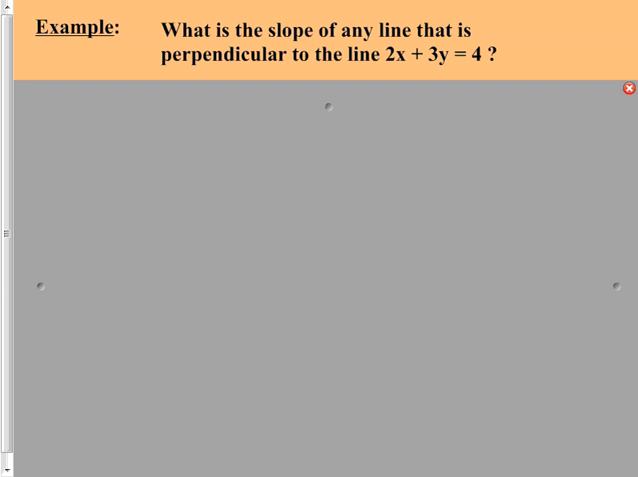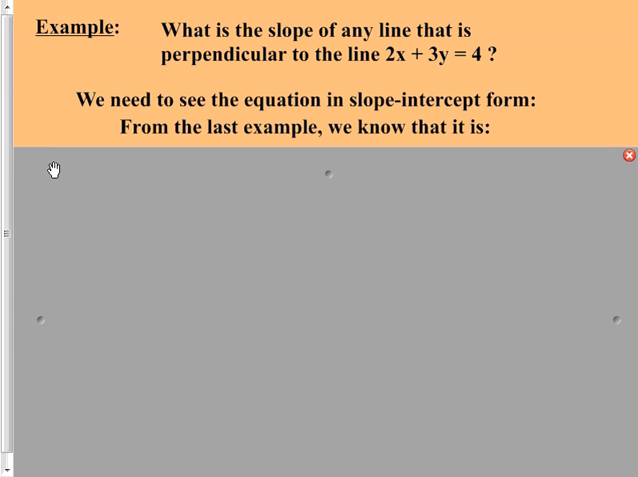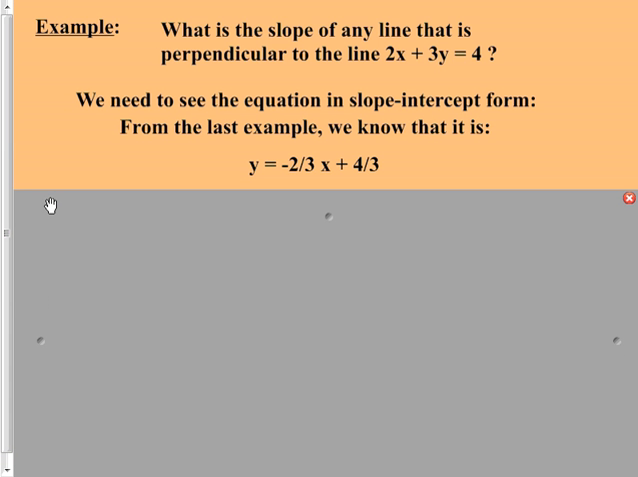What if the problem had said, what is the slope of any line that is perpendicular to this line? Well, I'm not going to go through the step-by-step on getting this from standard form, which it's currently in, to slope-intercept form, which we already got it to. We will simply jump back and get that value again, negative 2/3 x plus 4/3. Now we want the slope of a line that is perpendicular to this one.